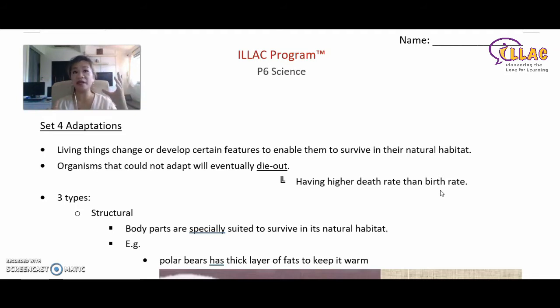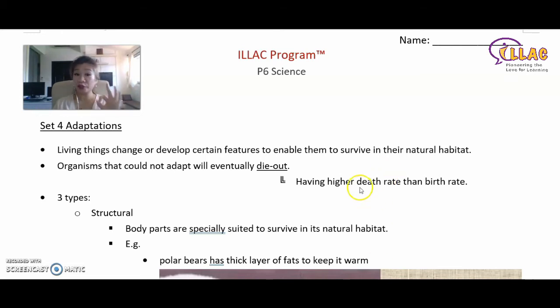But if it's like -5, 5 died, and then there is only 1 birth, it will lead to a negative number in the population of -4. You see? And eventually when these negative numbers get bigger and bigger, the whole population of the animal dies out, and that will lead to extinction. Okay, so that is the meaning of dying out. Therefore, animals need to have special adaptations in order for them to survive so that their death rate is not higher than their birth rate.